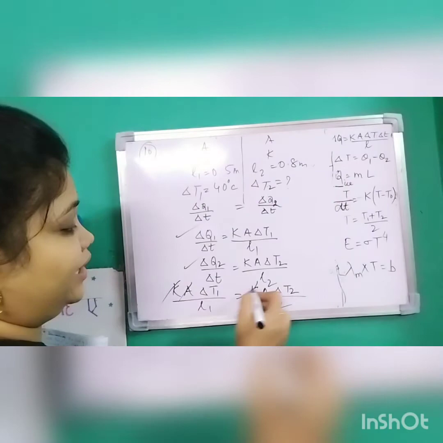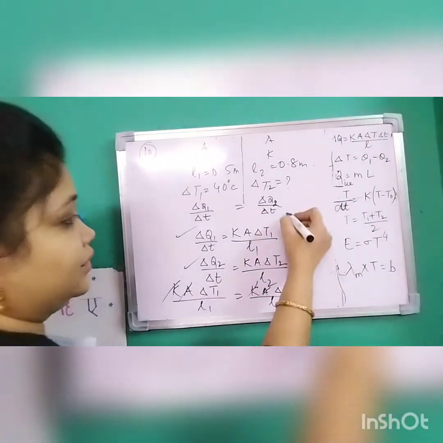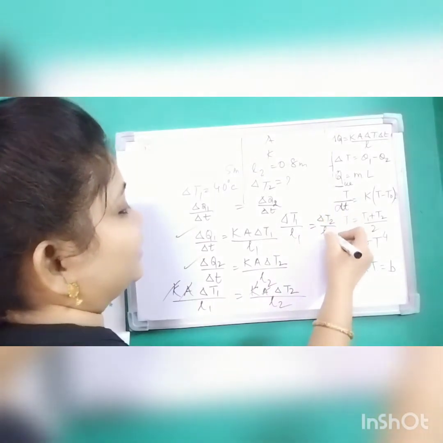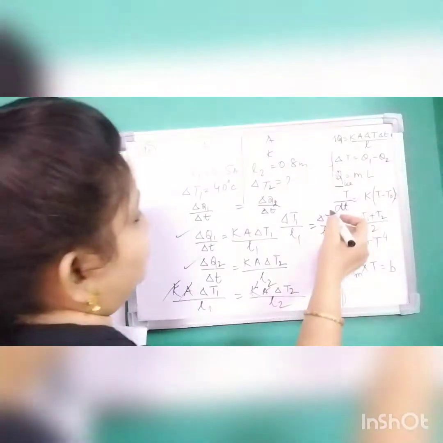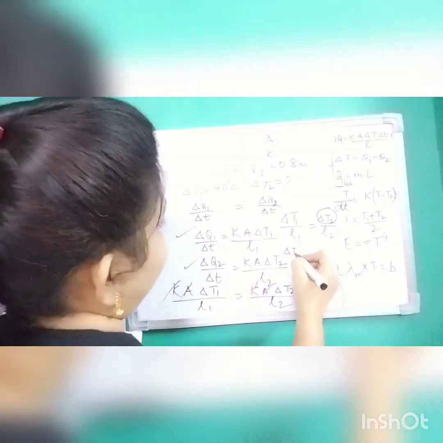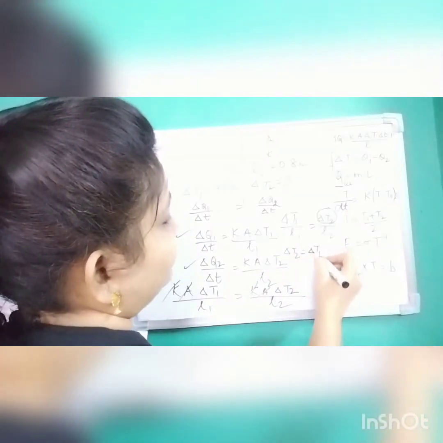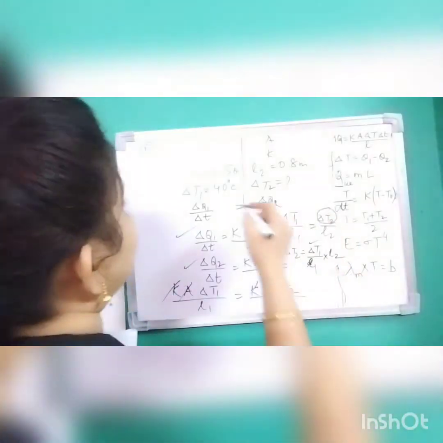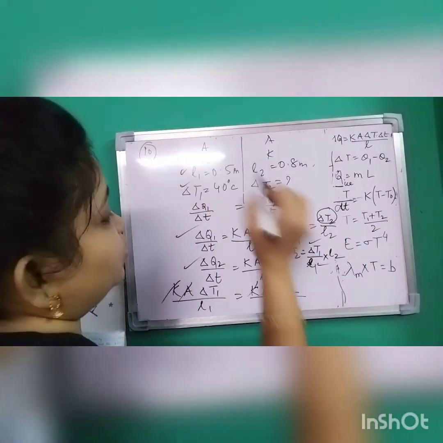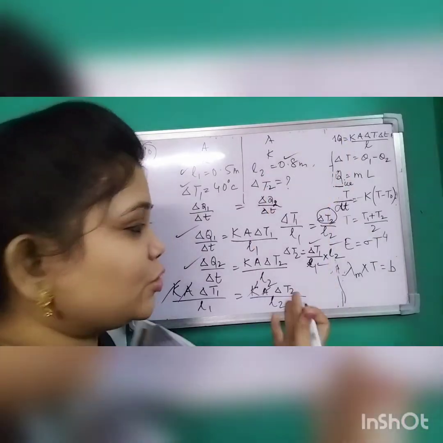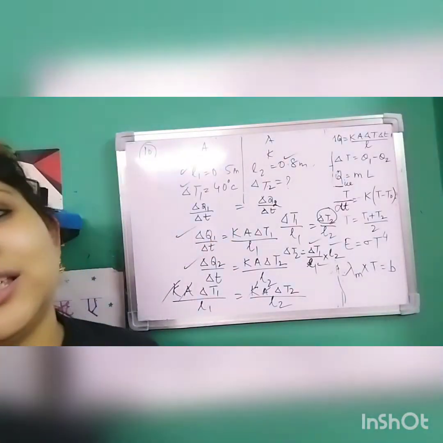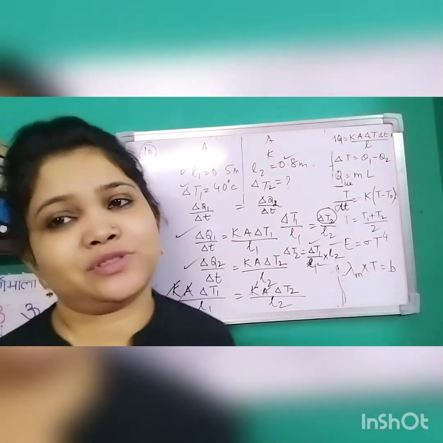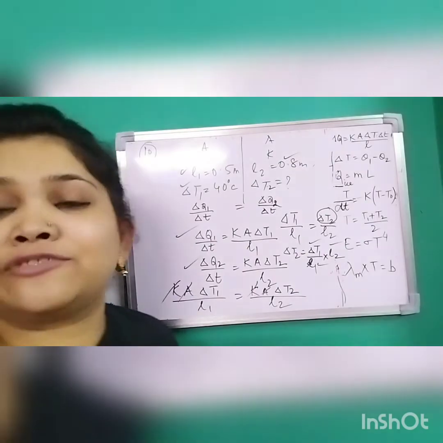K gets cancelled, A gets cancelled. What are we left with? Delta T1 by L1 is equal to delta T2 by L2. What do we have to find out? We have to find out delta T2. So, delta T2 is nothing but delta T1 into L2 by L1. Delta T1 you know is 40, L1 is 0.5, L2 is 0.8. Put the values, solve, and you get delta T2. So, you see, just by putting in the formula, you get the sum.